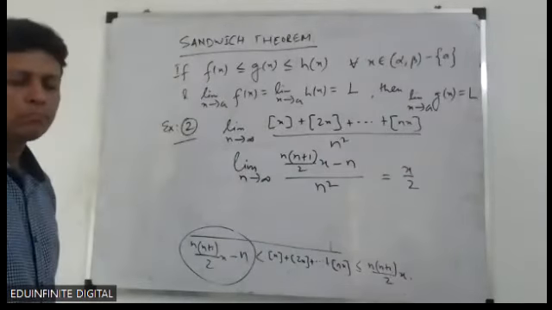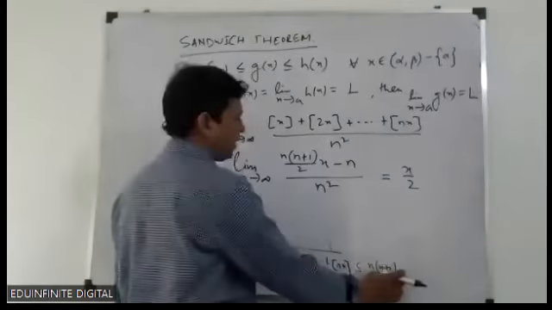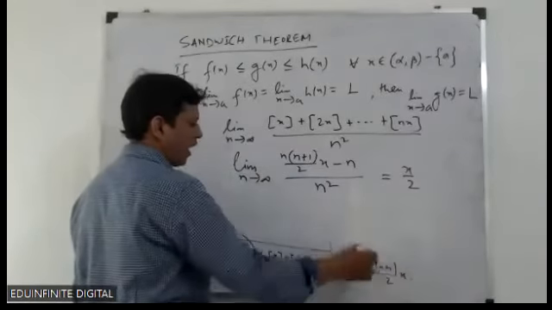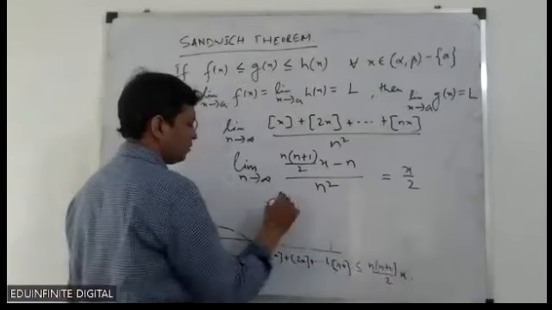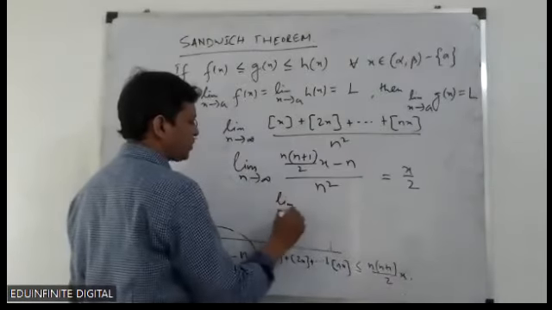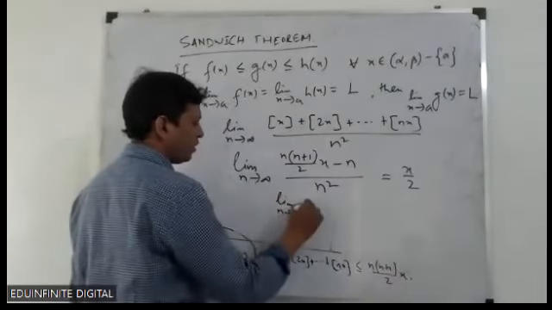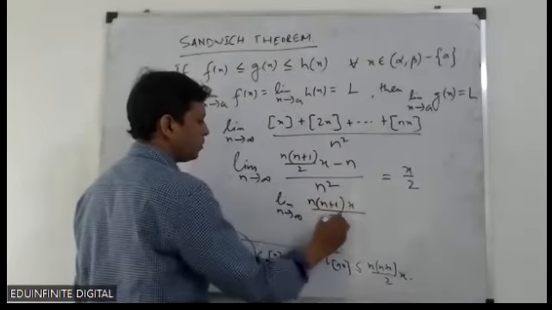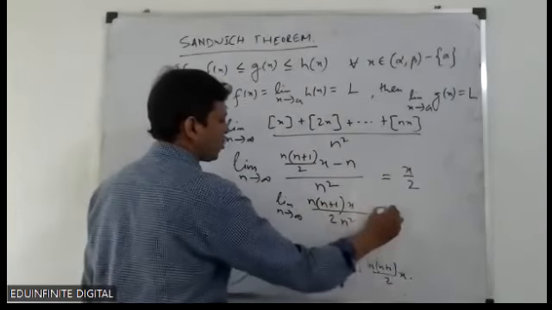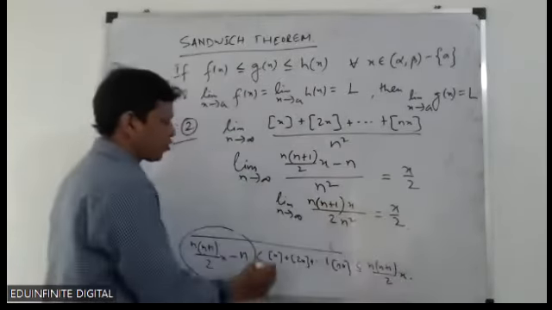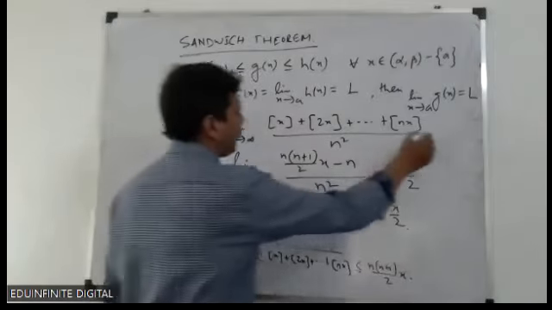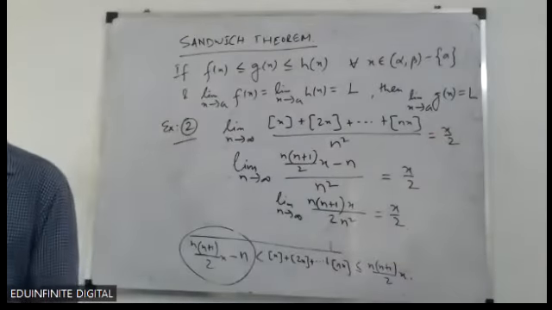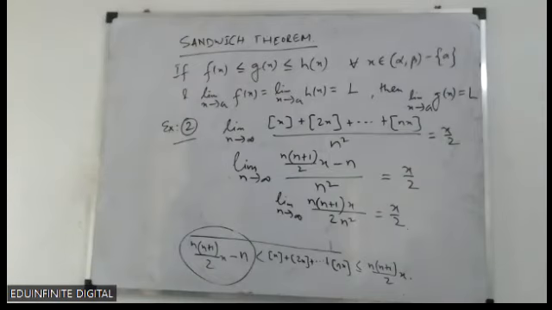Yes, sir. Similarly, the right hand limit, evaluating the limit for the right function, is also x by 2. So naturally, this limiting value will be x by 2, using sandwich. Got it? Yes, sir. Understood.